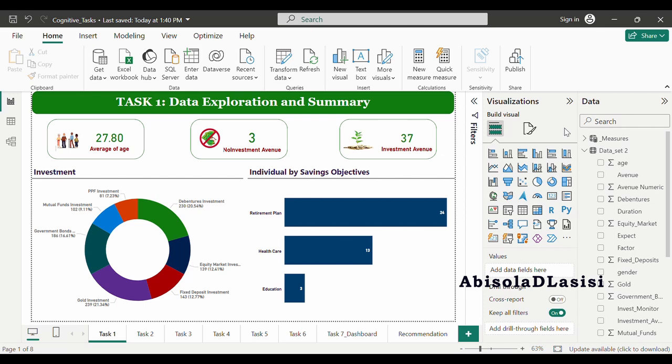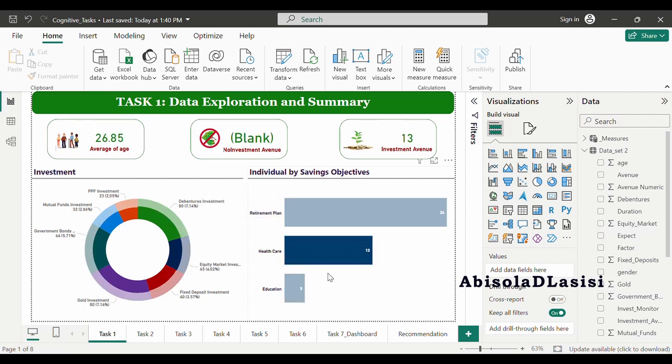Okay, here's the task. I have seven tasks assigned to me. So here's the first task. I was given the data to work on to find insight from the data. Task one is to do what we call data exploration and to also find the summary statistics of the data. Okay, so here is my finding in my task one.